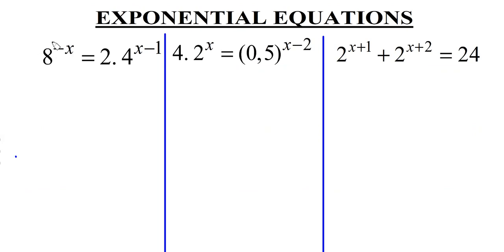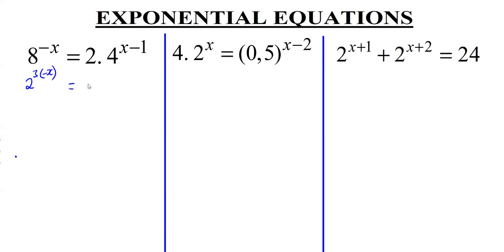Now, we are having 8 to the power negative x is equal to 2 times 4 to the power x minus 1. So what we can do here is change it to the product of its prime factors. It's going to be 2 to the power of 3 times negative x is equal to 2 times the 4, which is 2 to the power of 2x minus 1.